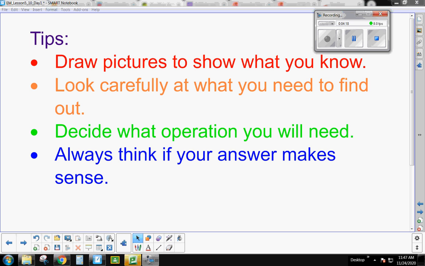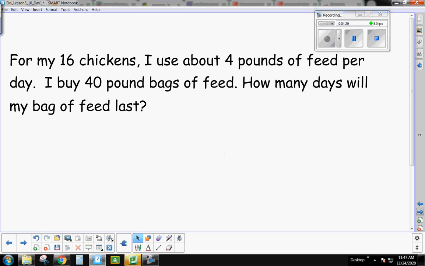Okay, a lot of times we skip this step and then we end up adding when we should have subtracted, or subtracting when we should have added, and our answer doesn't even make sense for what we were trying to find out. All right, so I put a couple real life word problems up here.